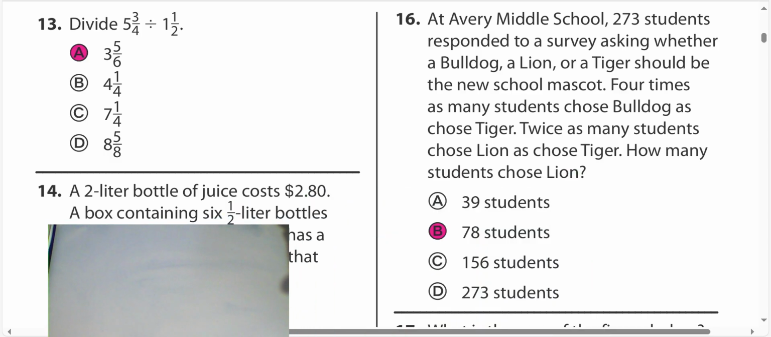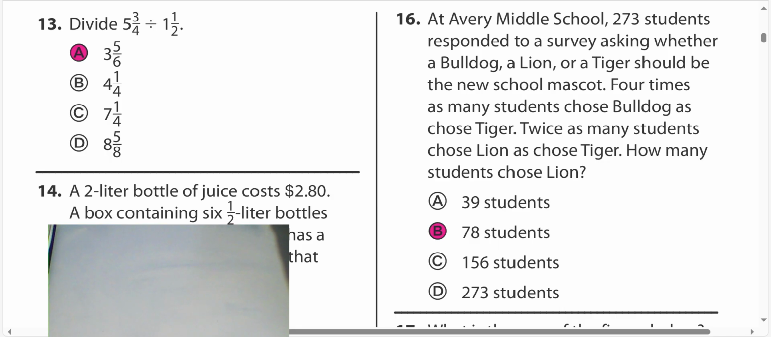At a middle school, 273 students responded to a survey asking whether a bulldog, a lion, or a tiger should be the new school mascot. Four times as many students chose bulldog as chose tiger. Twice as many students chose lion as chose tiger. How many students chose lion? The answer will be 78.